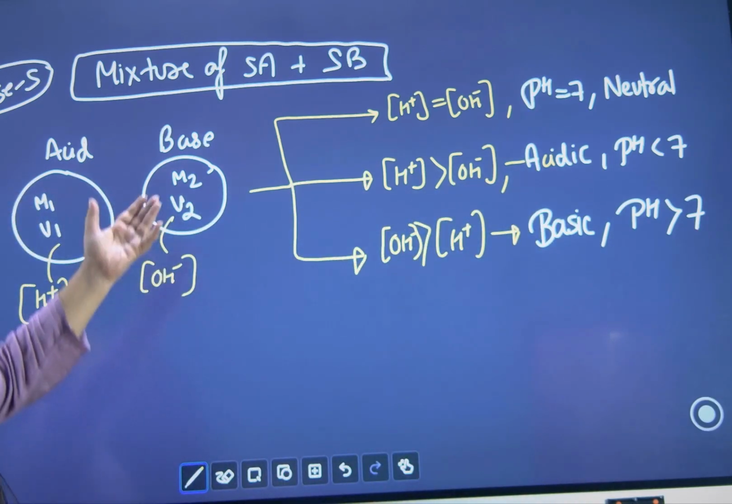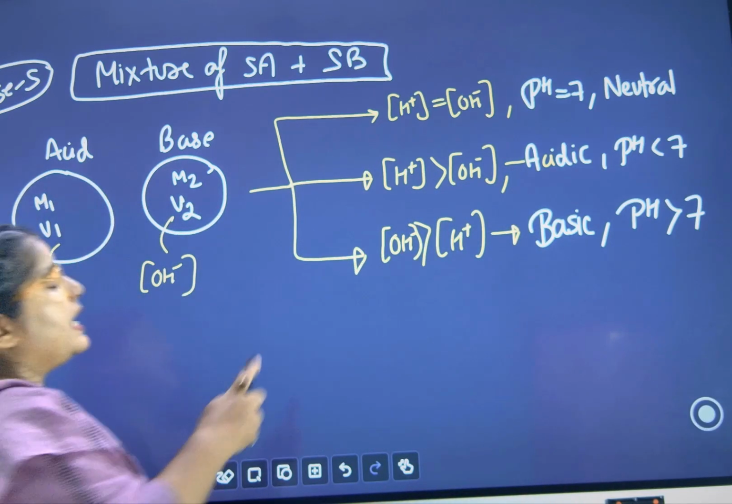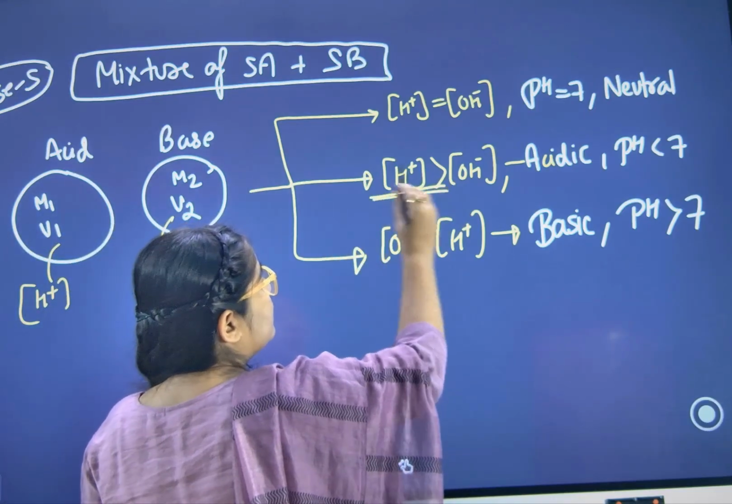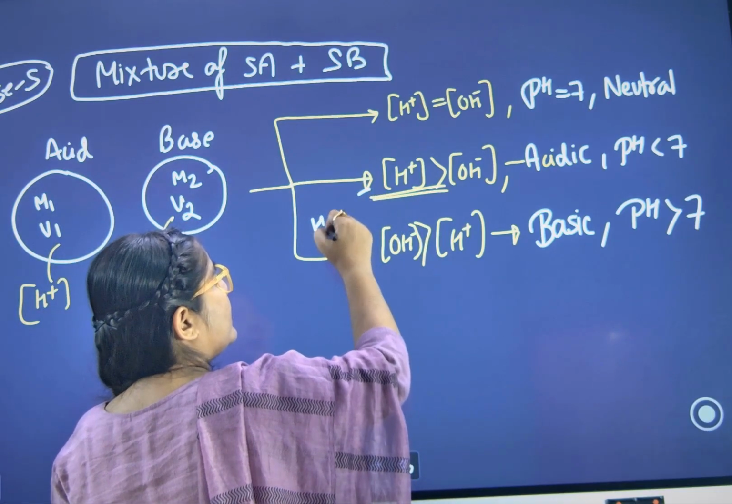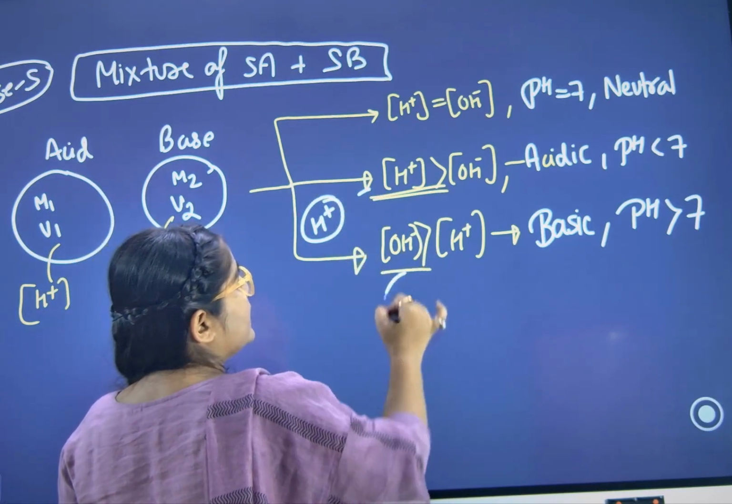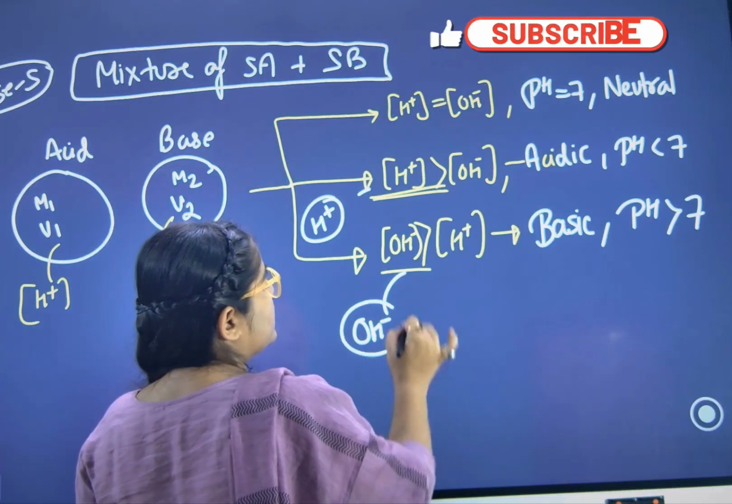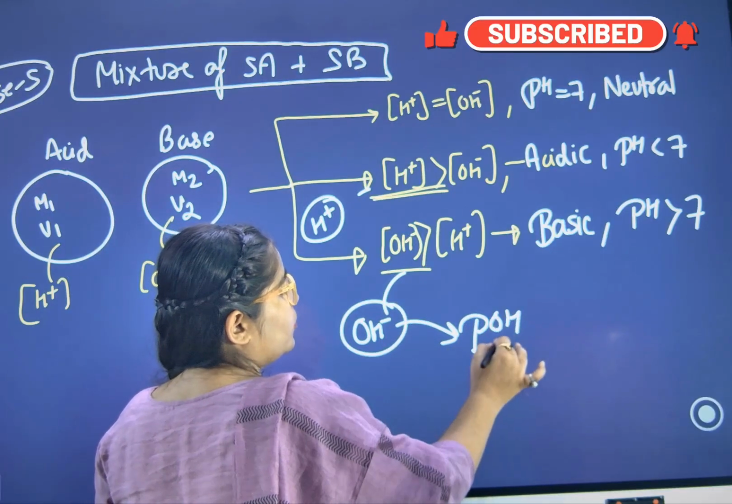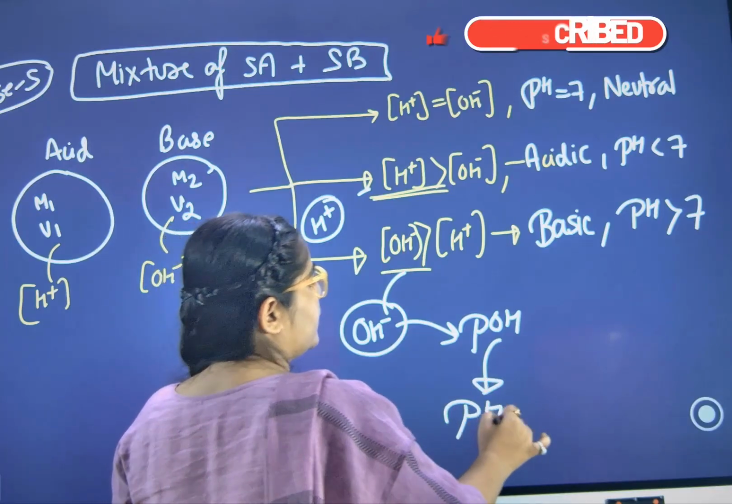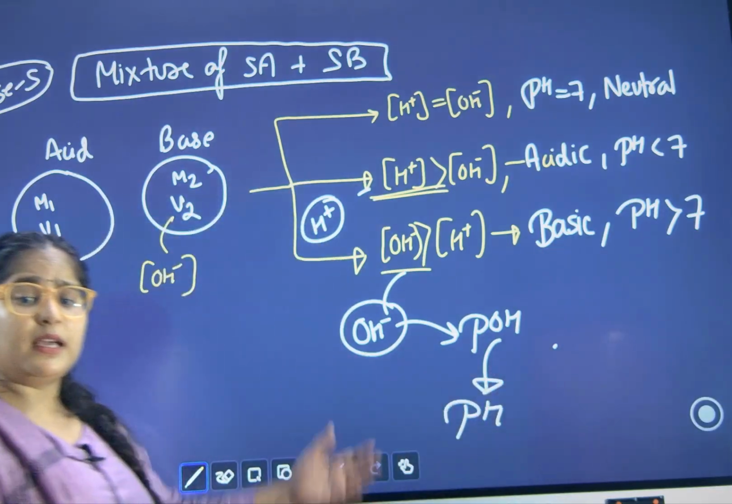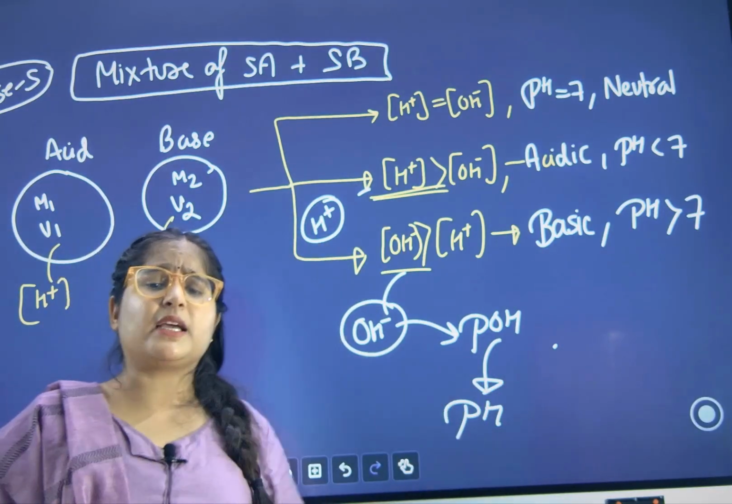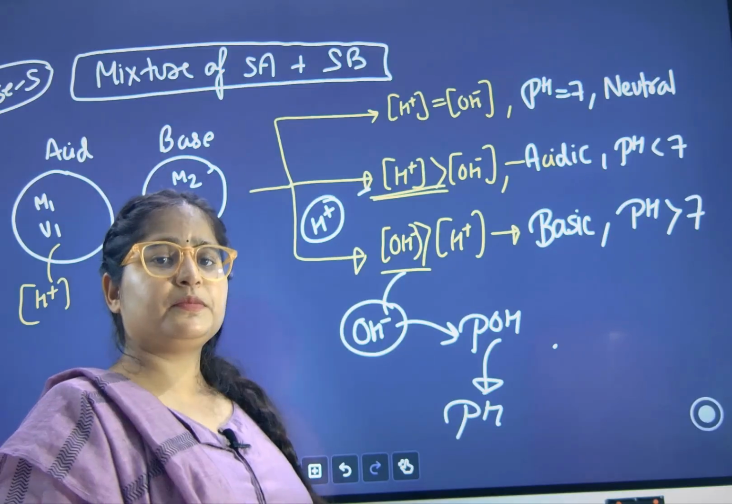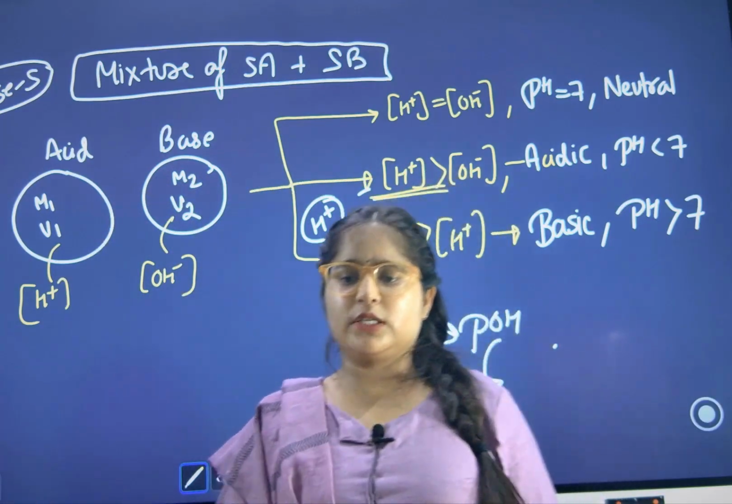Okay, all of you please note down. If H ion is more, what you will calculate? We will calculate net H plus ion. If OH ion is more, what we will calculate? Net OH minus. So when net OH minus will come, means we will calculate pOH and then we will calculate pH. Directly you can't calculate the pH, right? This again and again I am repeating because you will make mistake in your exam. Clear?